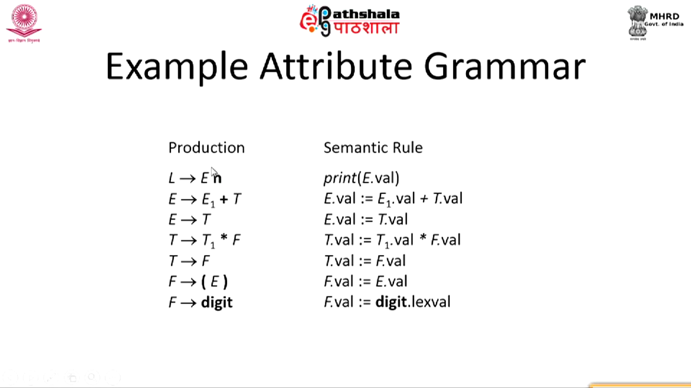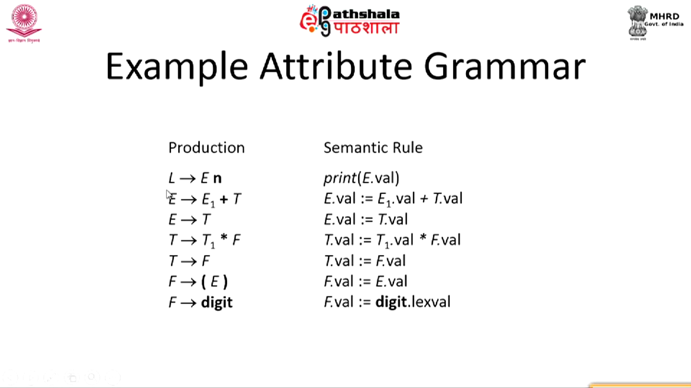I simply have one more production appended to this, which is L produces E followed by n. So this left hand side produces the expression followed by a new line character. So what is the corresponding semantic rule here? The semantic rule says print simply E dot value. Okay. The second semantic rule is easier to understand.